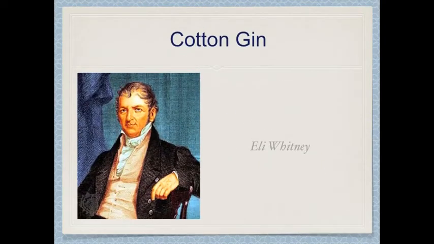So when the cotton gin was created, it made the products faster. Then the South needed more slaves to work faster and harder to plant and harvest more cotton, which made the South less willing to give up slavery.